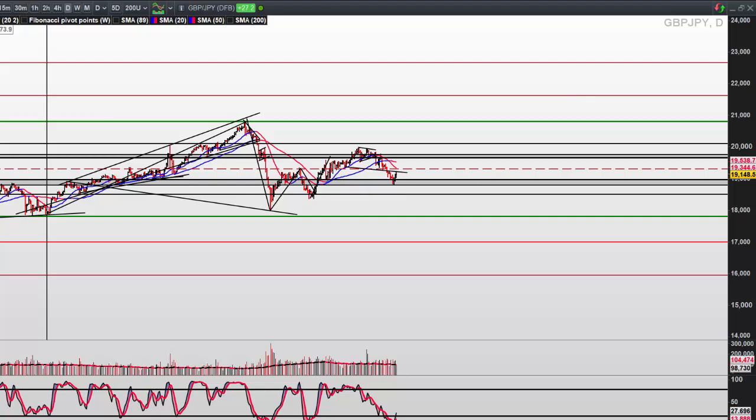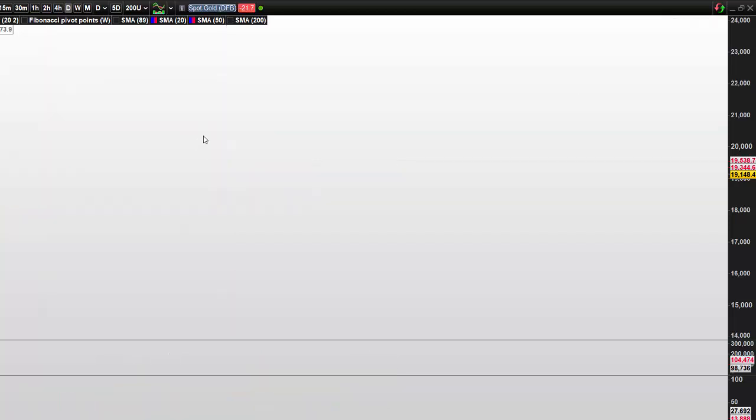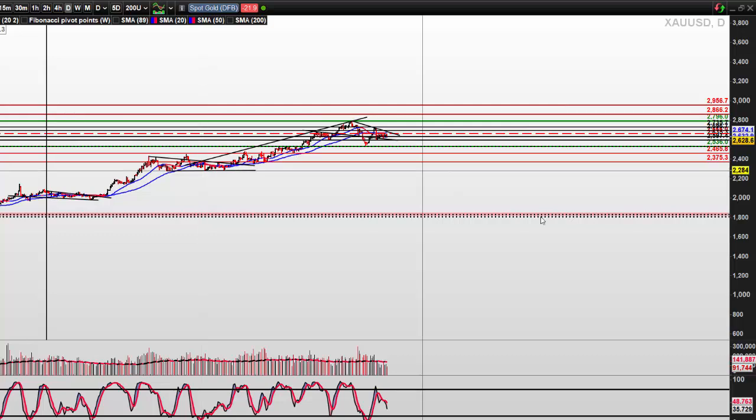Okay, right. Let's look at the gold. Wow, that's a messy chart.